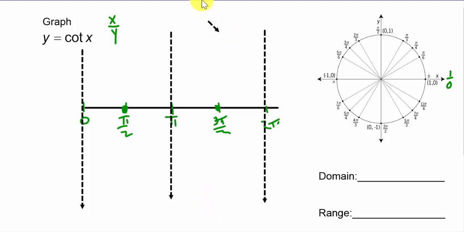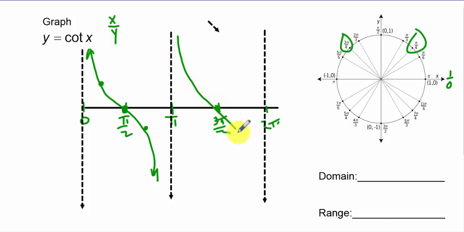So now again, I have this issue with just dots and asymptotes. Can't really connect anything. So I'm going to look at that pi over 4 value again. And at pi over 4, I get a value of 1. At 3 pi over 4, I get a value of negative 1. So notice this goes down like so. And it's much easier on the cotangent value to see the repetition. And we notice here that our period is also pi.